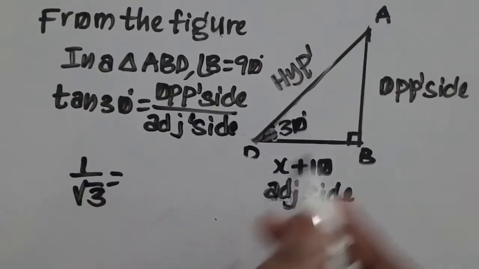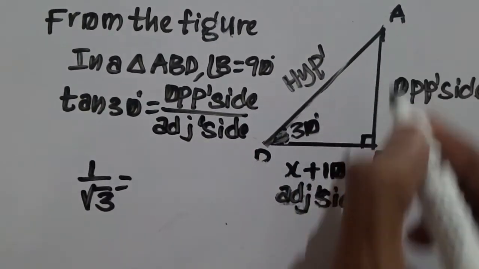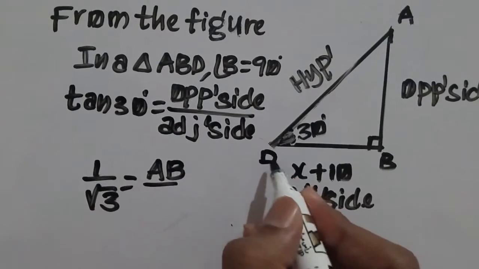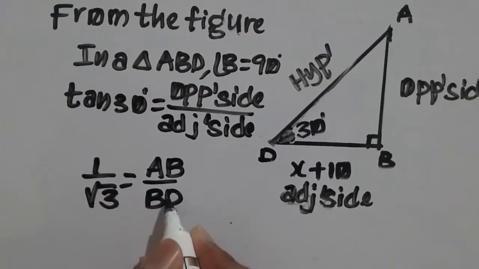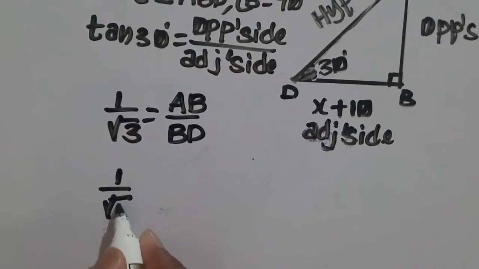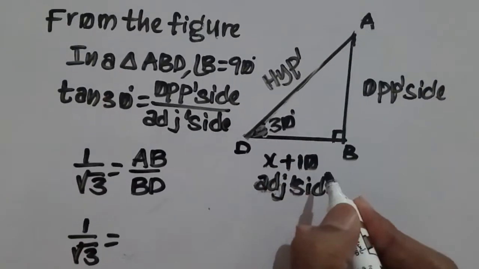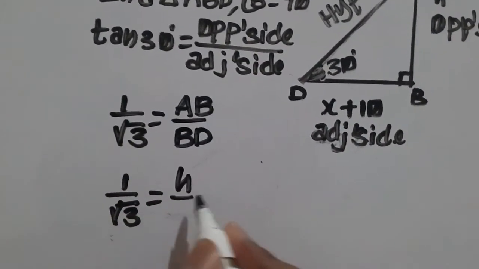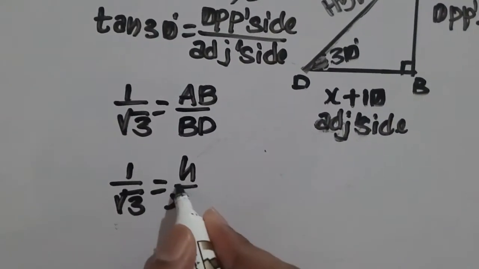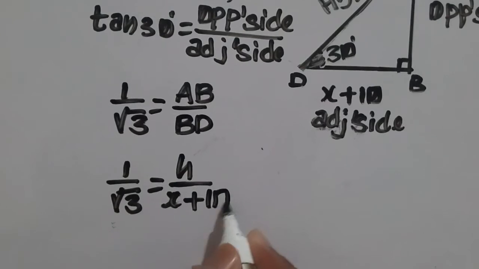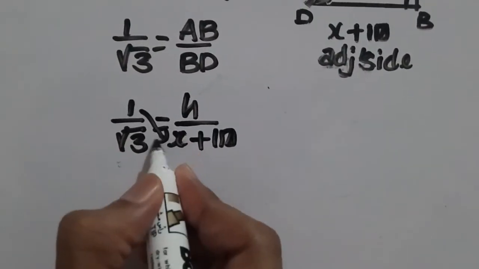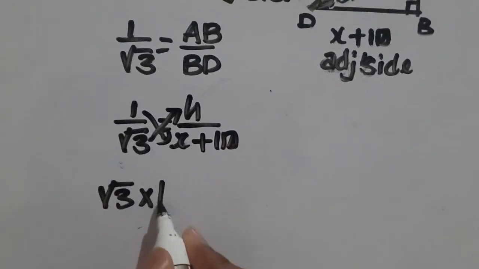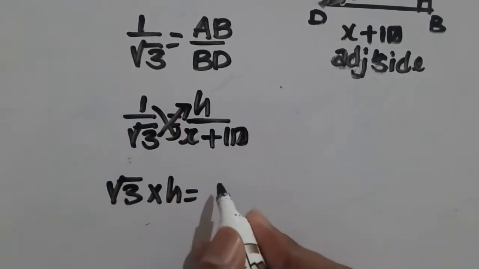Here opposite side is equal to what? Opposite side is equal to AB, and adjacent side is equal to BD. So 1 by root 3 is equal to AB, the height of the tower H, over BD. AB is equal to H and BD is equal to X plus 10. Now by cross multiplication, root 3 into H is equal to 1 into X plus 10.